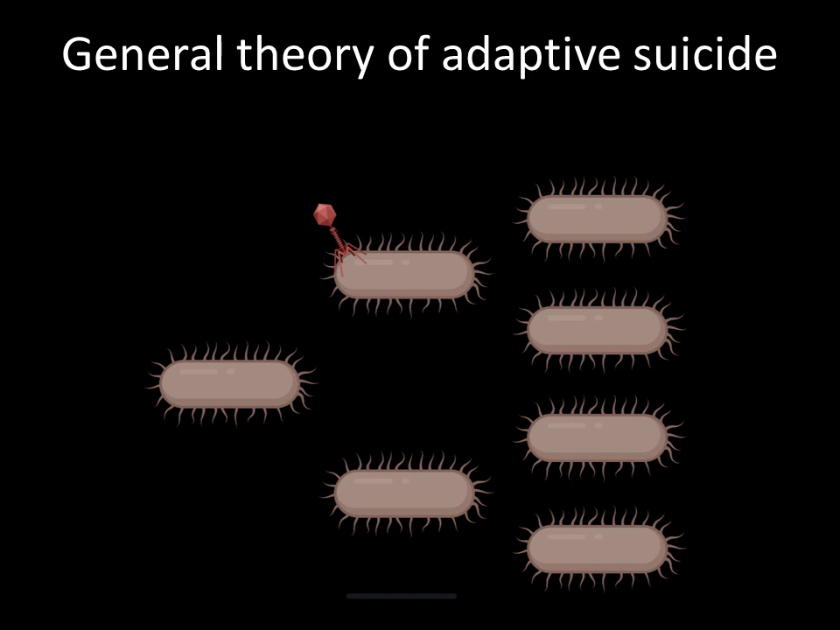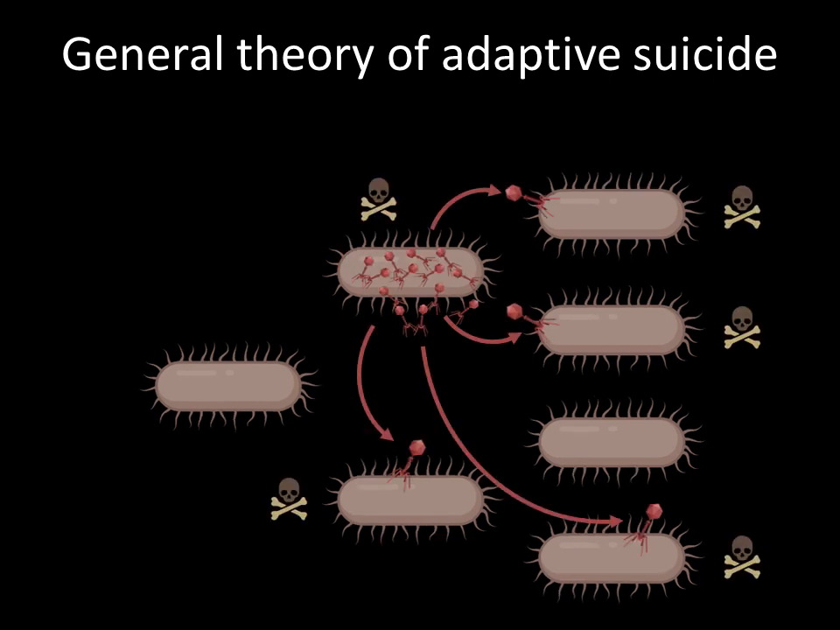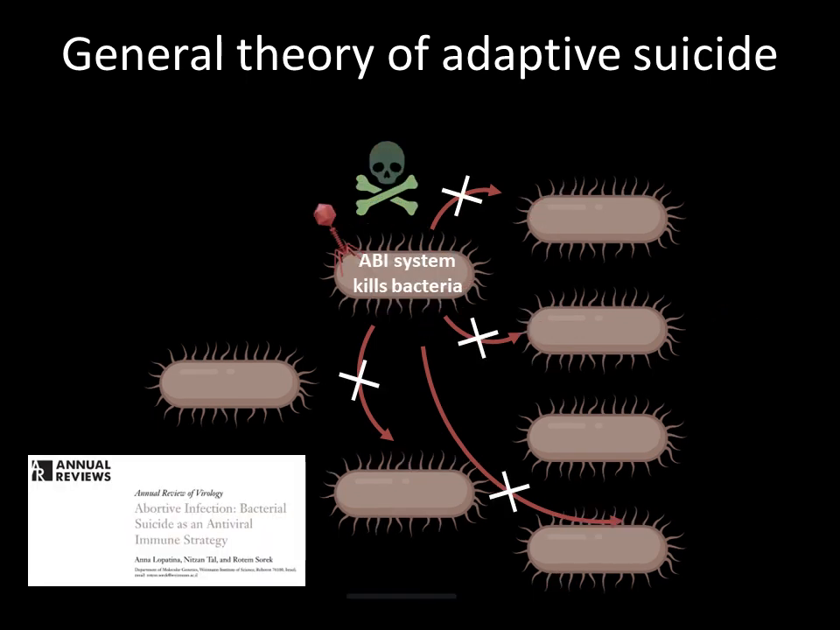Are there other well-accepted examples of adaptive suicide in response to pathogens? Yes, for example, bacteria. If a bacterium is infected with a phage, it will produce many phages. It is committed to death because bacteria are very bad at clearing phages, and it will infect all its neighbors, which are probably relatives. Bacteria evolved the ABI system, the abortive infection system, that kills the host in response to phage, so that the phage wouldn't be able to propagate.